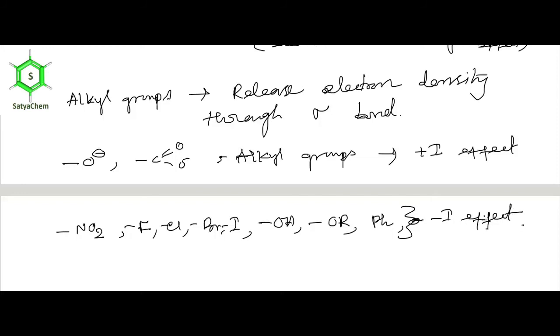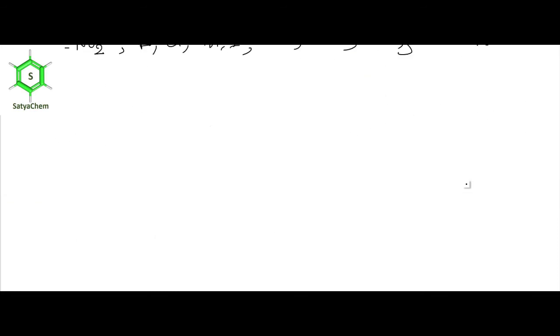Minus I effect. So now I'm going to discuss electromeric effect.